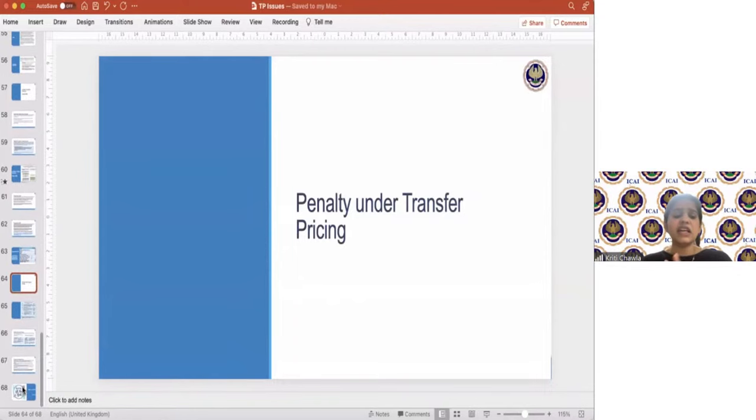The last topic that we have for today is something called penalties under transfer pricing. Before I move to penalties under transfer pricing, I want to tell you a very, very important statement: these particular penalties are always over and above the penalties that you have discussed separately in other topics. This is very specific to transfer pricing.